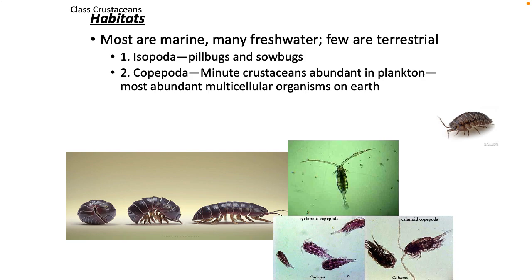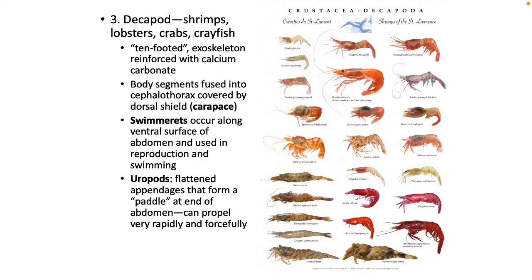Okay, so we have isopoda, your pill bugs and sow bugs, your copepoda, the crustaceans that are basically plankton, and then you have your decapods: shrimps, lobsters, crabs, and crayfish. They're called decapod because they're 10-footed. Arachnids have 8. Your insects will have 6.